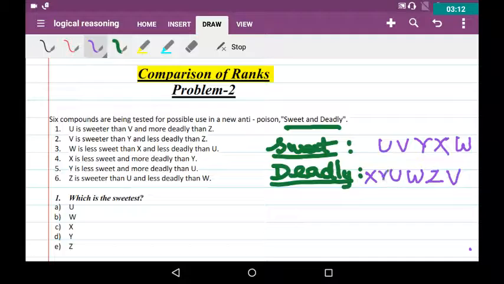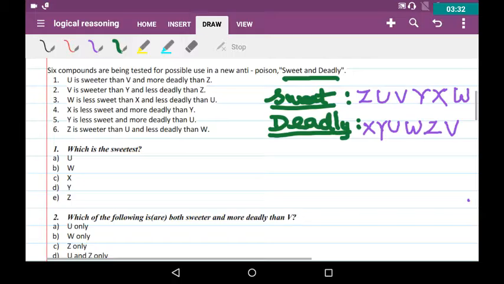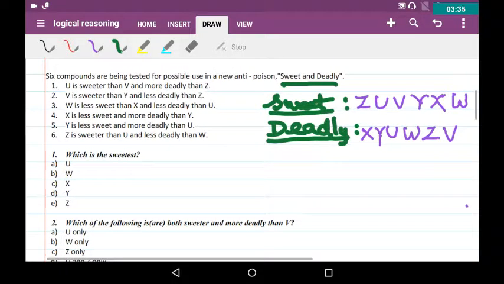Y is less sweet and more deadly than U. Z is sweeter than U, and less deadly than W. Here we got the information. This is the assumption we have made. Now we'll move to the questions. Which is sweetest? Z is sweetest, right? Option E.